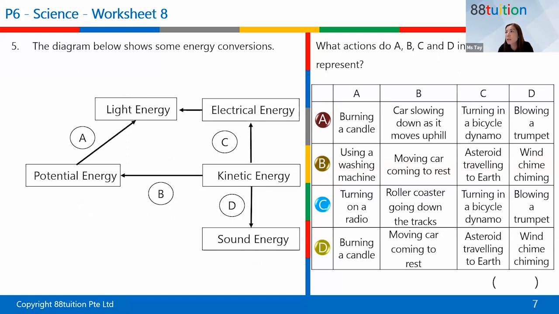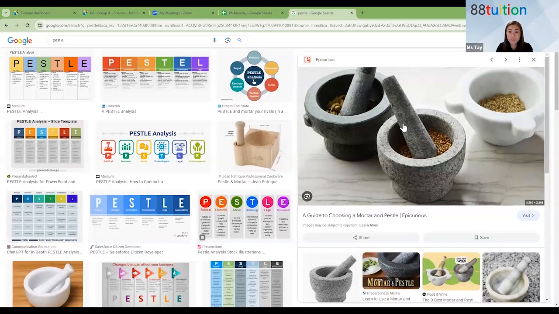Yun Shen asked, what is a pestle? Let me show you the photo. Yun Shen, you take a look at this, you probably will understand what is a pestle. Can you see this? It's something that helps to pound. Here, I think it looks like some seeds. You pound it into powder form, maybe.